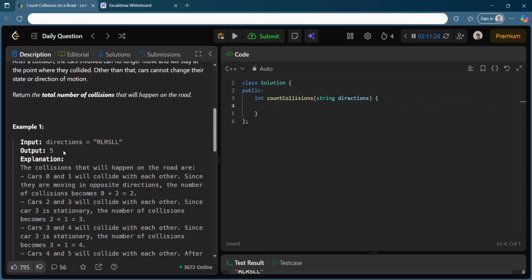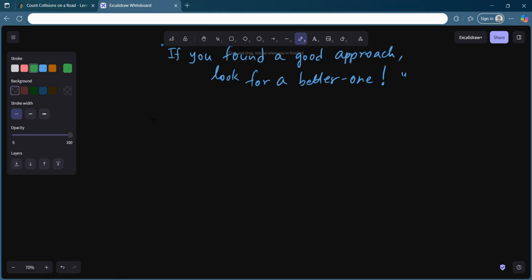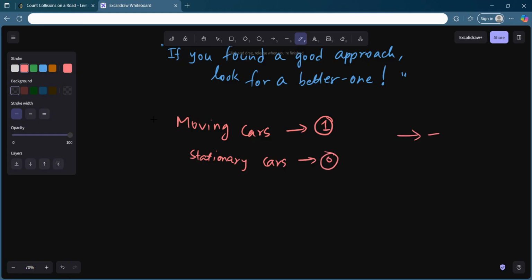So you can easily understand one thing about the number of collisions: moving cars contribute 1 to the collision. Stationary cars contribute 0 to the collision. How? Because if two moving cars collide, we count it as 2. If one moving car and a stationary car collide, we count it as 1. And definitely if two stationary cars are there, they will obviously never collide, and we count it as 0. So you need to count the total number of collisions.